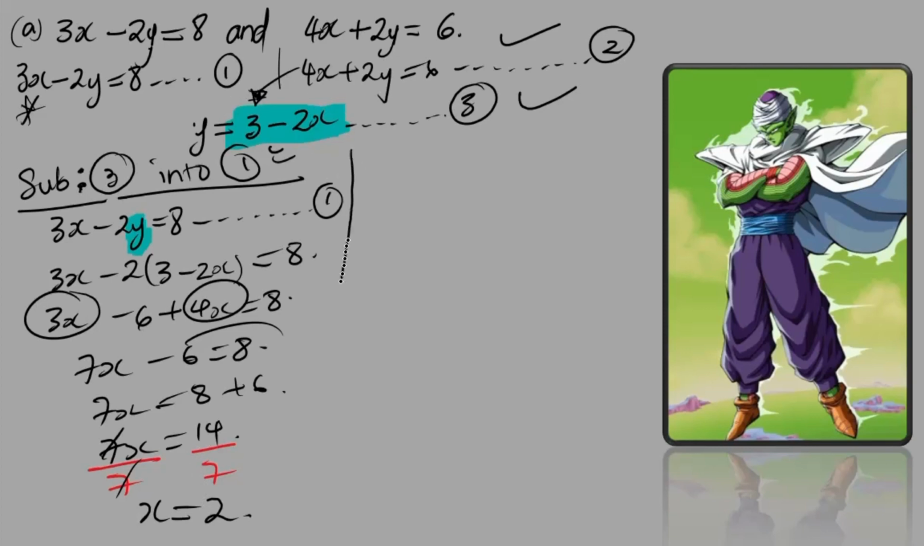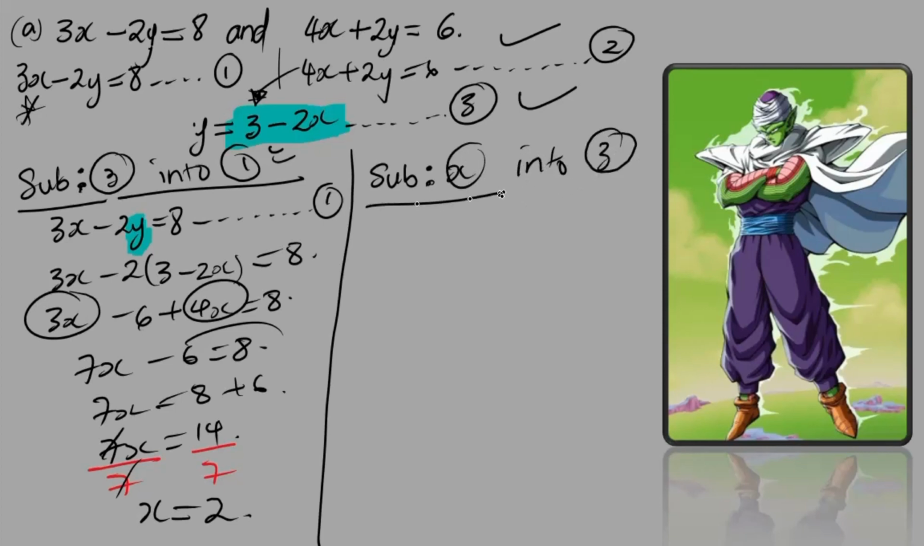I don't even have to erase here. Let me divide this here. Now that I've found my x, I can substitute my x value into, remember what we substitute into, equation 3. All set. So now, because I mentioned equation 3, I have to indicate equation 3. So I'm going to say y is equal to 3 minus 2x. And this is my equation 3.